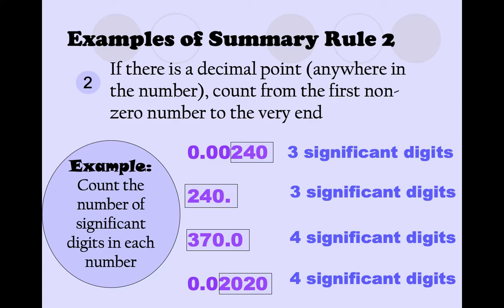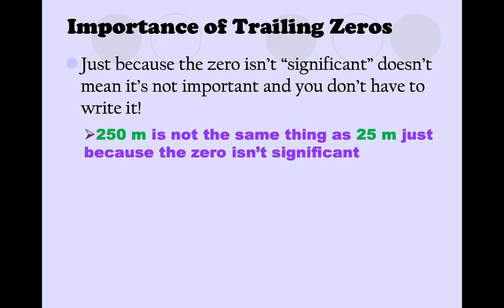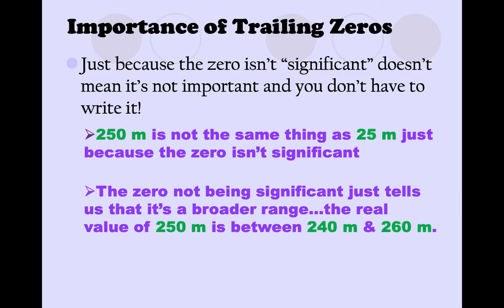So zeros are typically a stumbling block when it comes to counting, and you should be mindful not to get caught up in the word significant. That doesn't mean it's not important. For example, 250 meters, which would only have 2 significant digits, right? No decimal point, just the 2 and the 5. That 0 is important because 250 is not the same as 25. That 0 is giving us our scale.